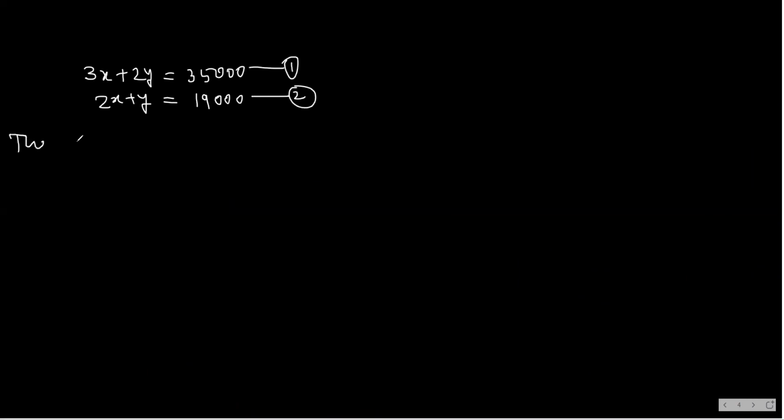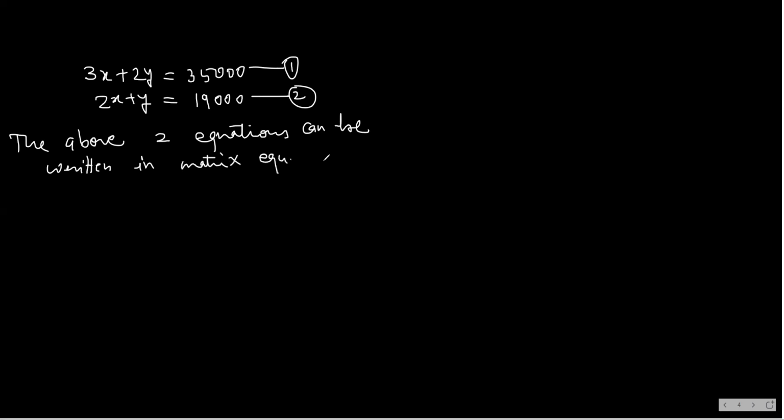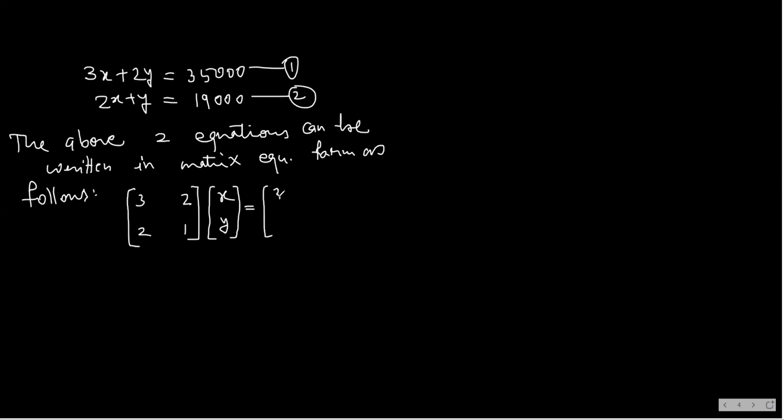I write the above 2 equations can be written in matrix equation form as follows. So how will it be written? See, we will have 3, 2, 2, 1. You will have here x, y, and here you will have 35,000 and 19,000.